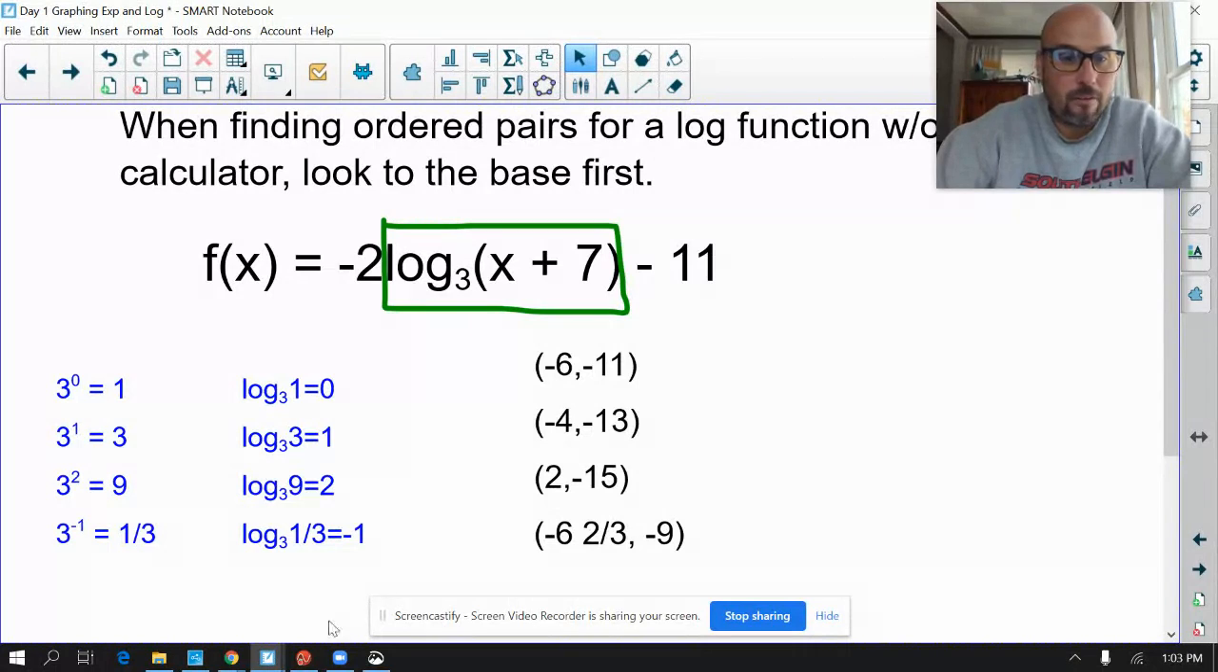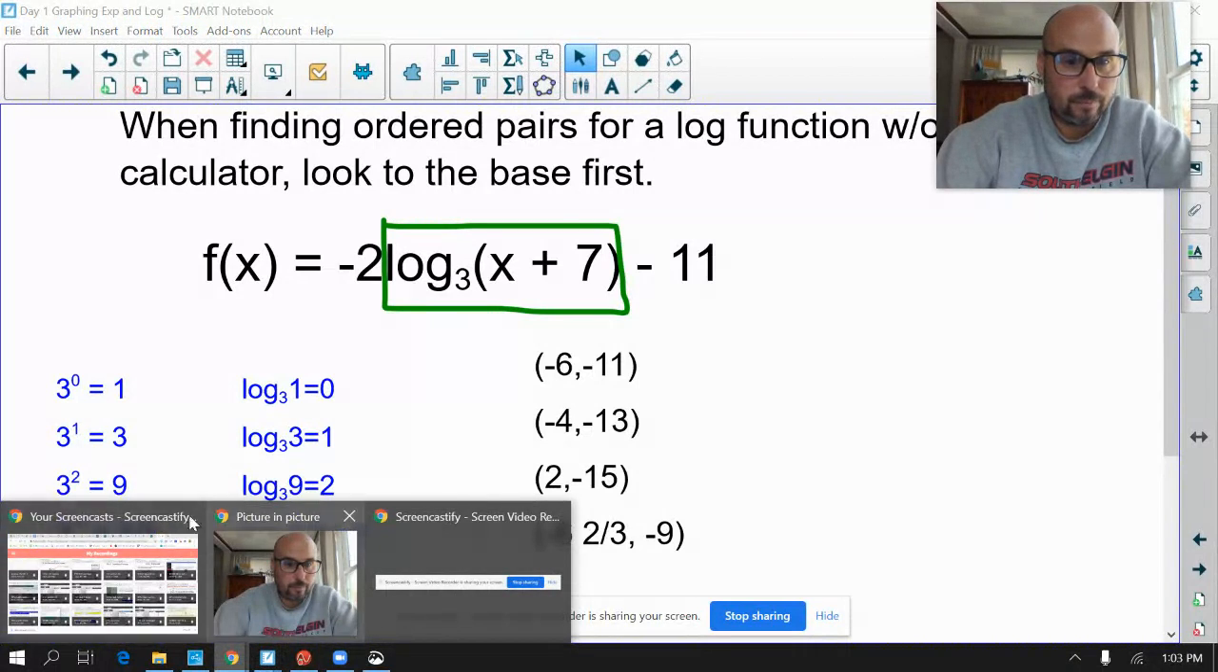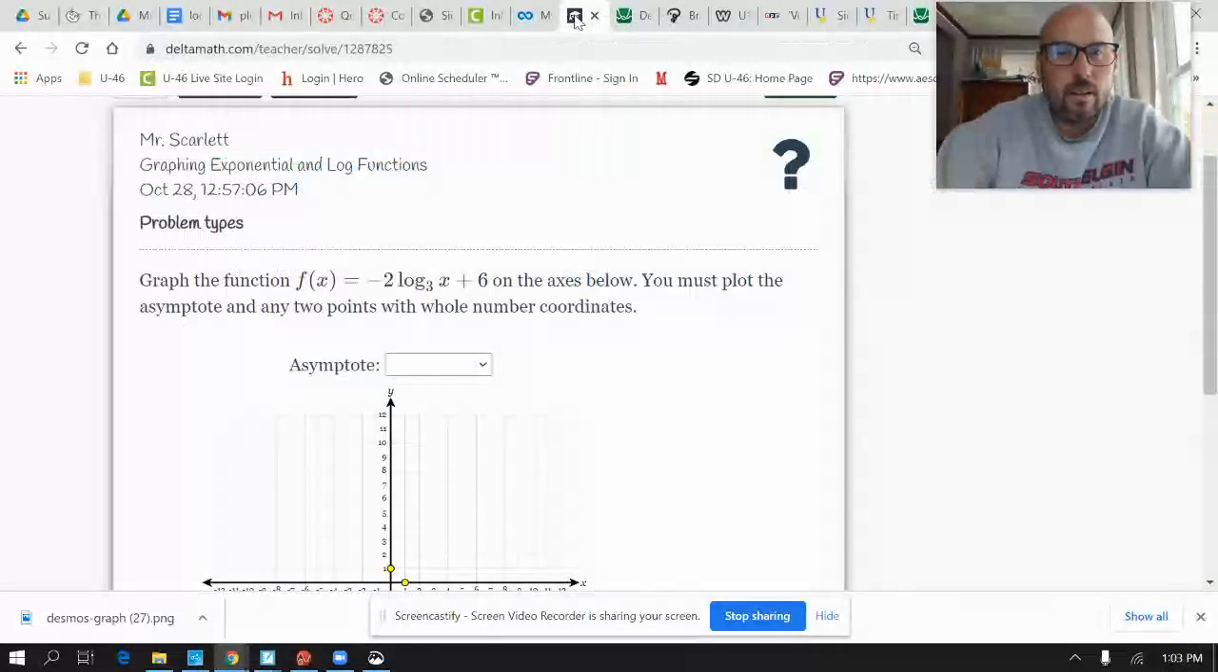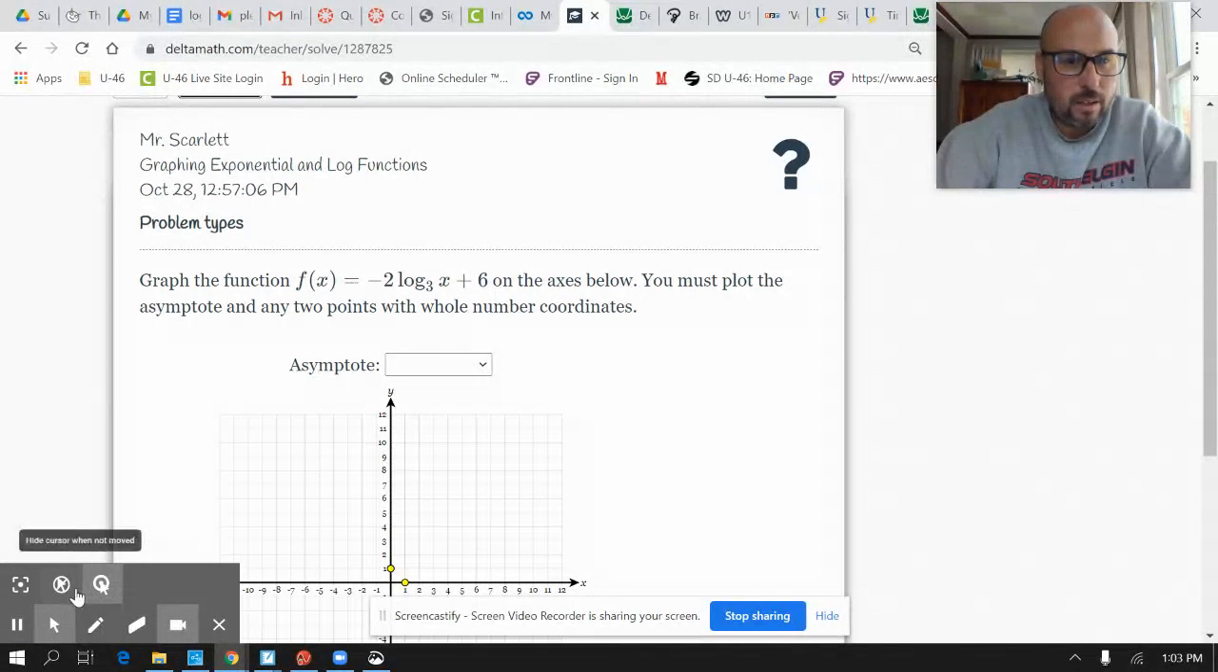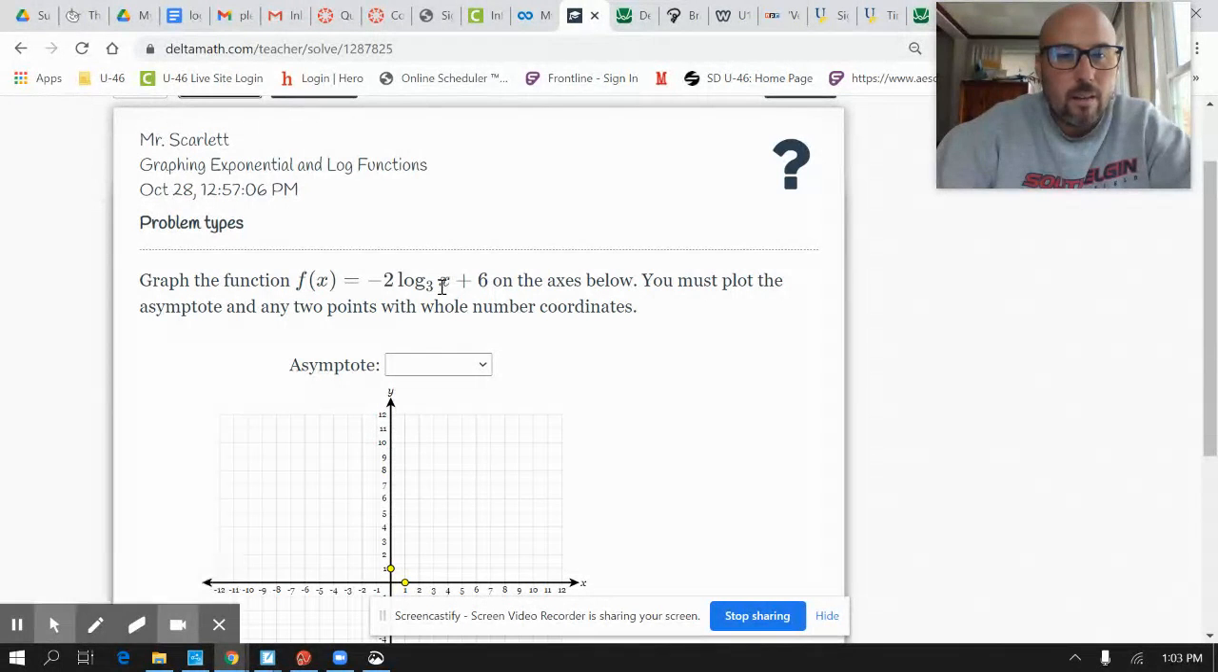And then you could graph it. Let's put this into practice here. So here is a Delta Math assignment, and we have, let me see here, don't I have another option to write something. Okay, well, this one, there were no transformations left or right. This plus 6, notice how it's not in the grouping symbol. So that means it's not attached to the log as an x value. It went up 6 units.